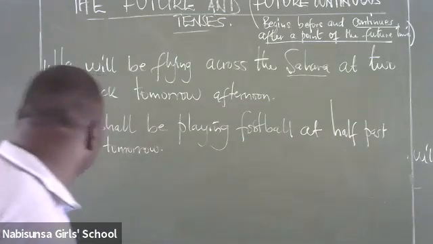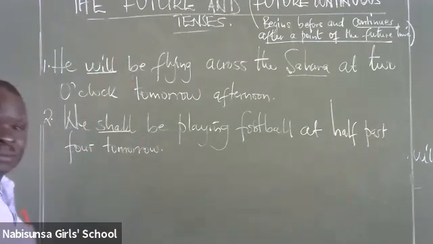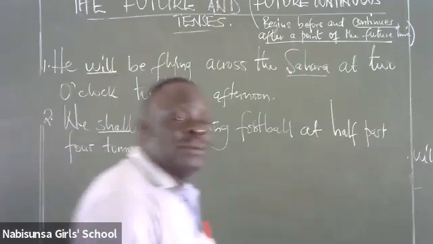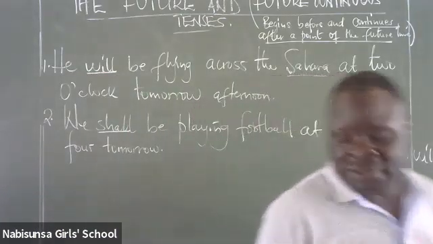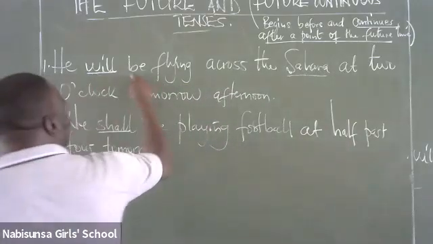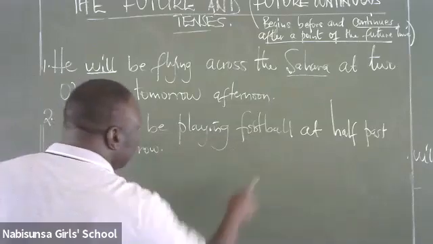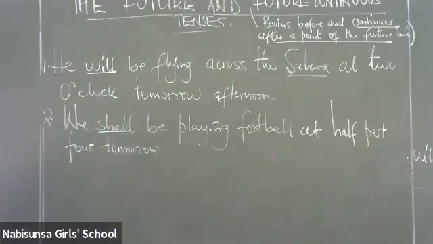Still we have now shall. Here we have he. The rule comes in now. Is that okay? We can now have he will be flying. We shall be playing. Now the rule is applied here properly in the future continuous. So when he arrives, that's number three.